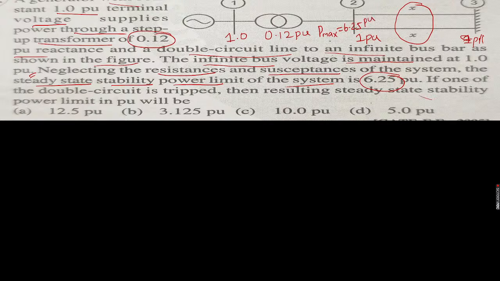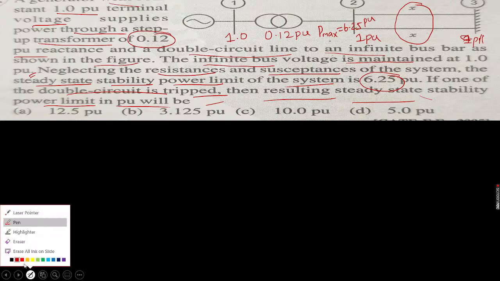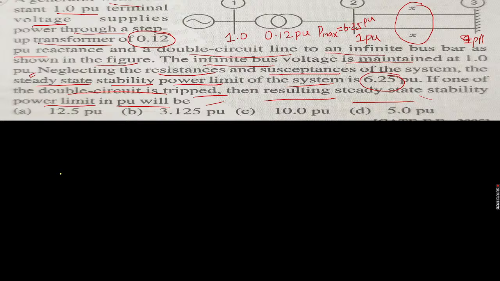If one of the double circuit lines is tripped, then the resultant steady state stability power limit in per unit will be dash. Wow, that's a beautiful question. First, let us observe the diagram correctly. We are starting from the generator. From the generator there is first a bus, bus 1, where the voltage is maintained at 1 per unit.